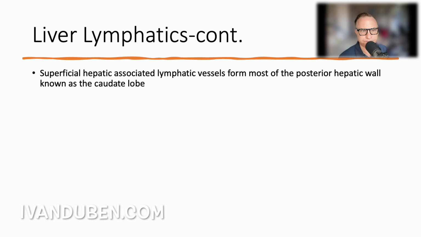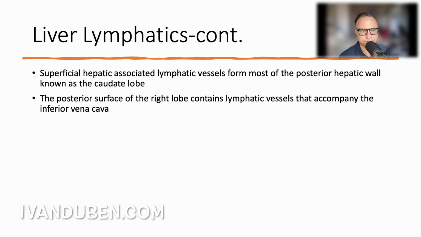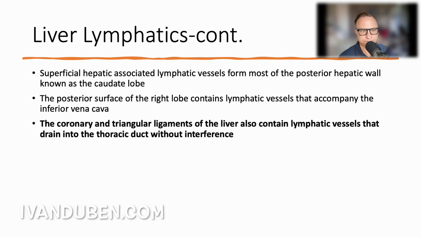Superficial hepatic associated lymphatic vessels form most of the posterior hepatic wall, known as the caudate lobe. The posterior surface of the right lobe contains lymphatic vessels that accompany the inferior vena cava. The coronary and triangular ligaments of the liver also contain lymphatic vessels that drain into the thoracic duct without interference.